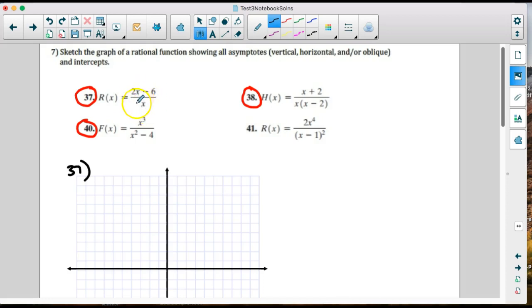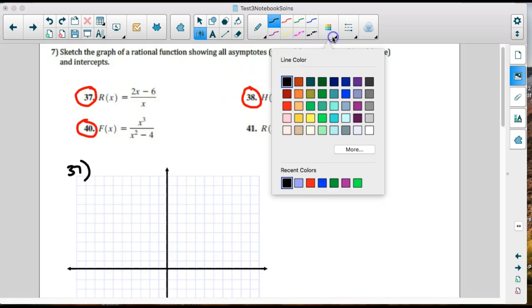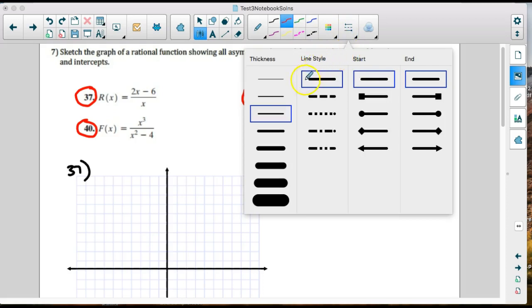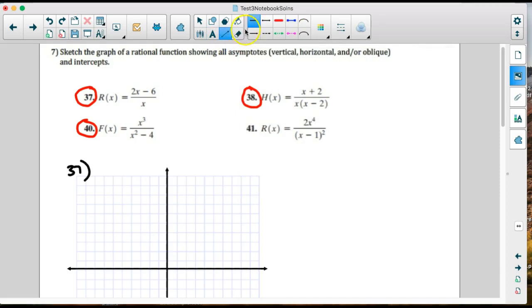So we're going to look at the first asymptote at x equals 0. At x equals 0, that's the y-axis, is going to be our first asymptote. So we're going to stick an asymptote right here at x equals 0 for 37.